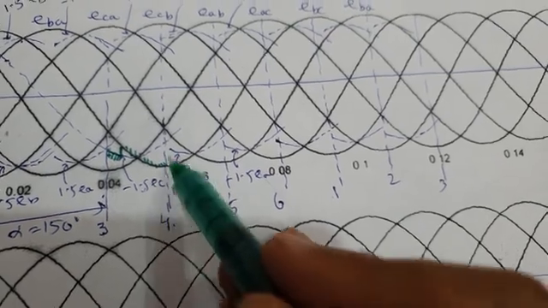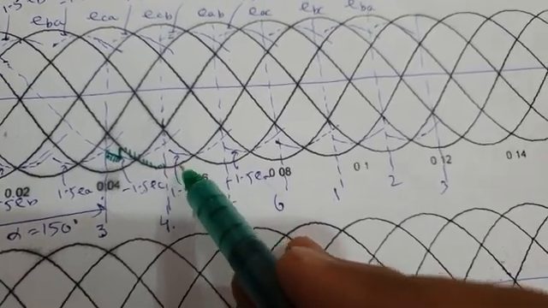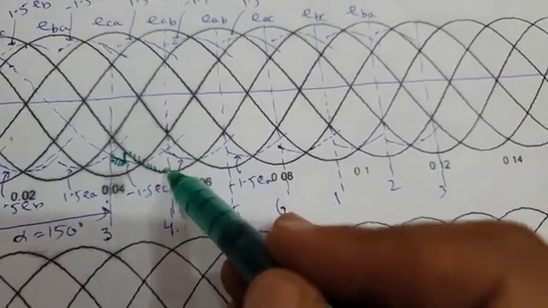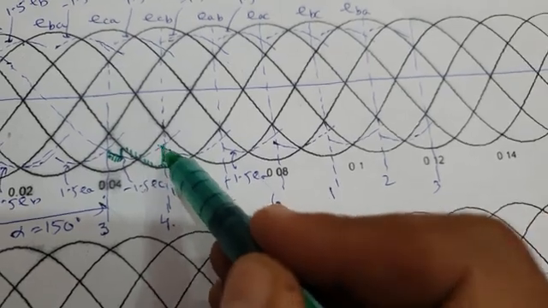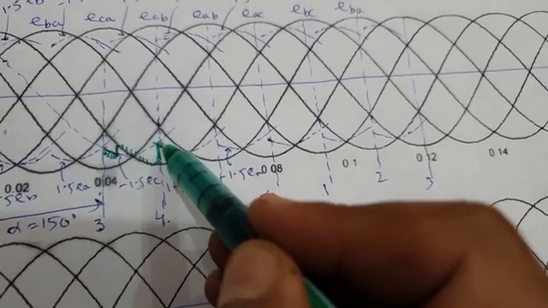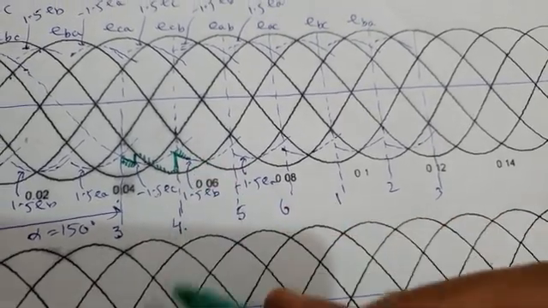First, show this before drawing the waveform. This is 1.5 EB. Extend it a little. So my load voltage now becomes this for 15 degrees only. From here to here is 30 degrees, and half of this is 1.5 EB.